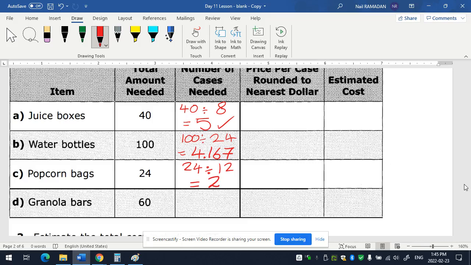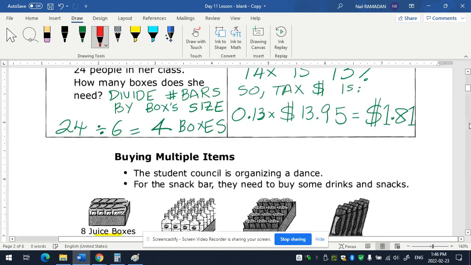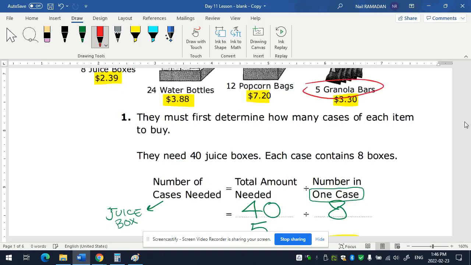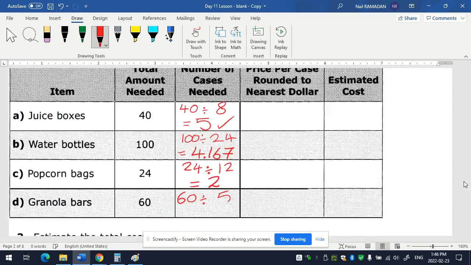And finally, 60 granola bars. Now I wonder how many. I think it was 5. 5 come in a pack. Yes, 5 granola bars come in a pack. So 60 divided by 5 is 12. So 12 cases, or 12 bundles, I guess, of granola bars. Okay.